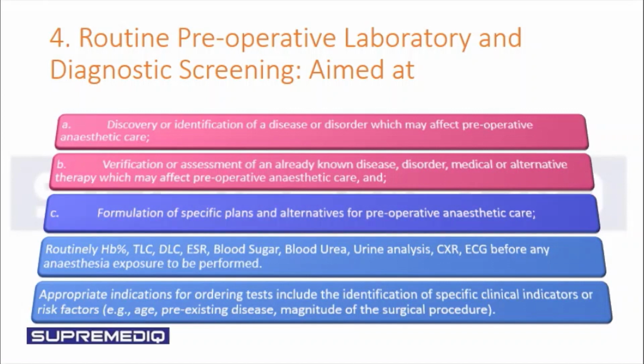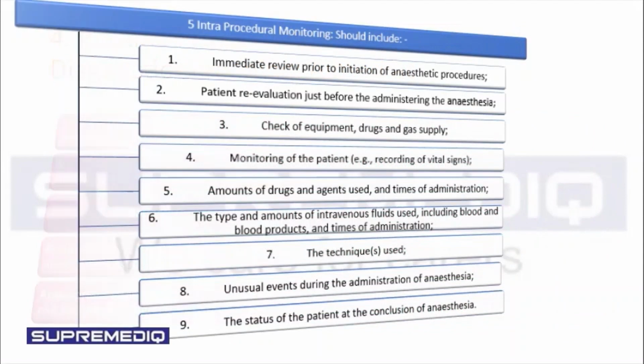Routinely hemoglobin, TLC, DLC, ESR, blood sugar, blood urea, urine analysis, CXR, ECG before any anesthesia exposure to be performed. Appropriate indications for ordering tests include the identification of specific clinical indicators or risk factors, for example, age, pre-existing disease, magnitude of the surgical procedure.